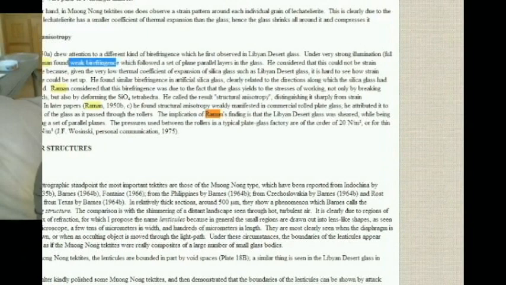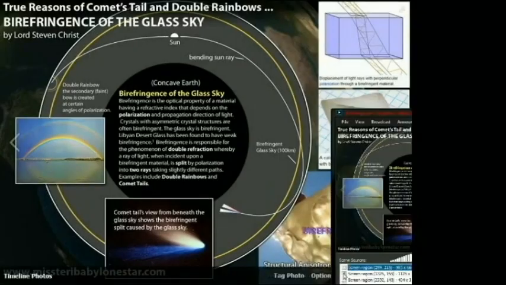So, going back to my graphic here, the true reasons of comet's tail and double rainbows: birefringence of the glass sky. So within the concave Earth, here's the sun. The sun is propagating its light. It's on a curve. Everything is moving on a curve within the Earth. When the sun ray passes through the glass, it's going to bend back up around, and it's going to hit the comet. So when we see a comet's tail, it splits like that. That is an example of birefringence.